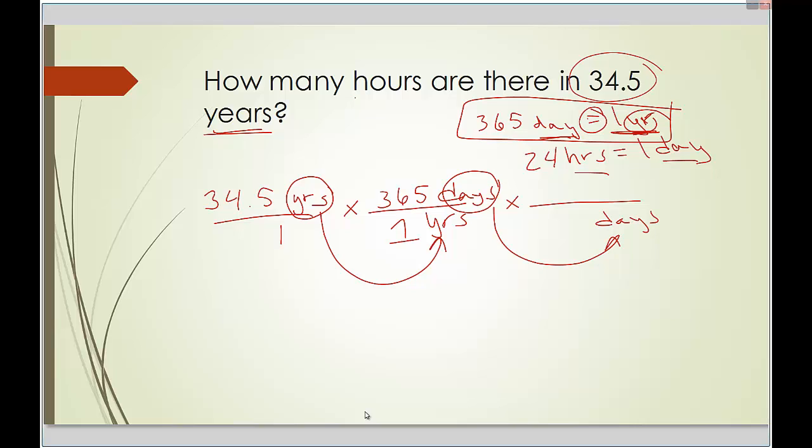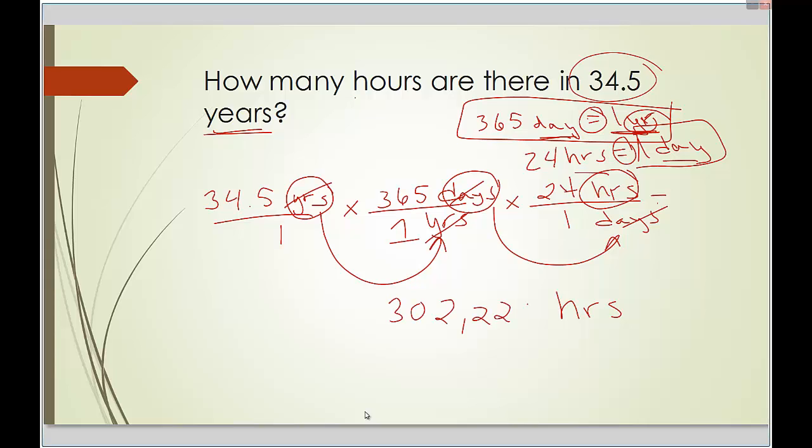Here we have days, 1 goes with days, is equal to 24 hours. So that's 34.5 times 365 times 24. The years cancel and the days cancel. That leaves us with hours when we're done. So that calculates out to be 302,220. But let's take a second to look at significant figures now that we got the pattern down.